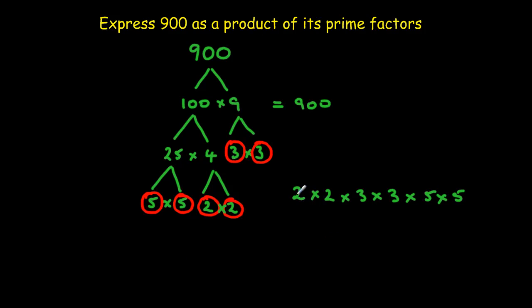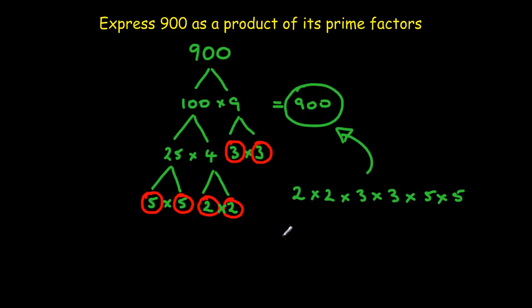And if I got a calculator and said 2 times 2 times 3 times 3 times 5 times 5, I actually would get 900. This one gives me the answer. And that's what we call the product of the prime factors of 900.